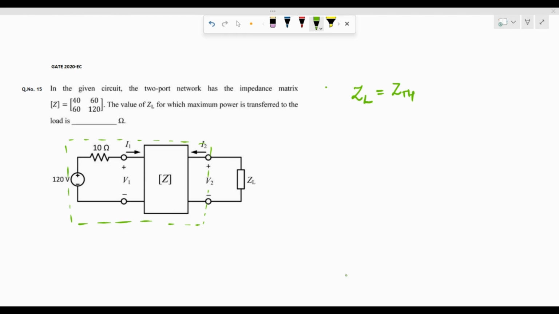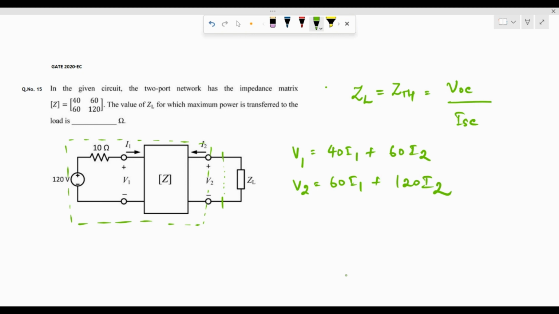So we need to compute ZTH, which means we need to know VOC, the open circuit voltage, which is nothing but V2 when this is in open circuit condition, and ISC, which is I2 when this is short circuited. So this is what we need to compute. Now, given the impedance matrix, we can write out the equations. V1 is equal to 40 I1 plus 60 I2, and V2 is equal to 60 I1 plus 120 I2.